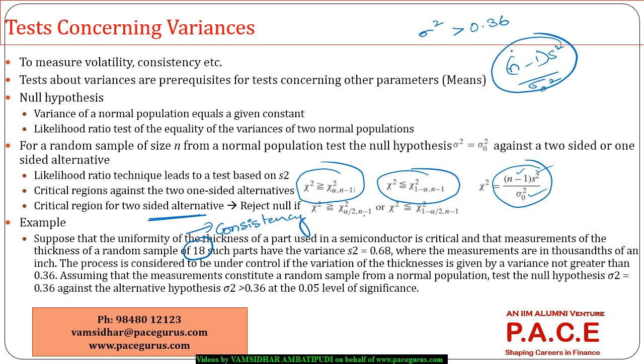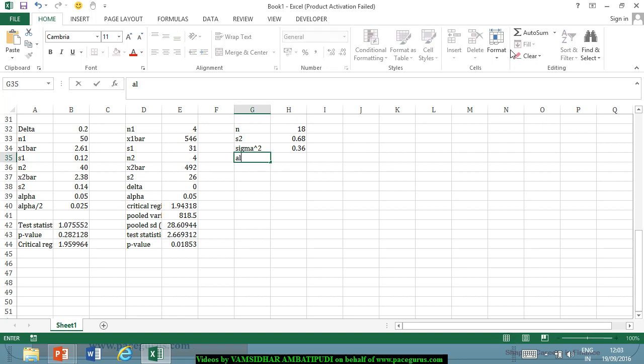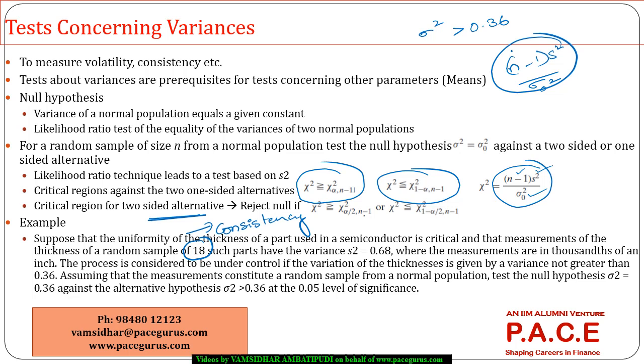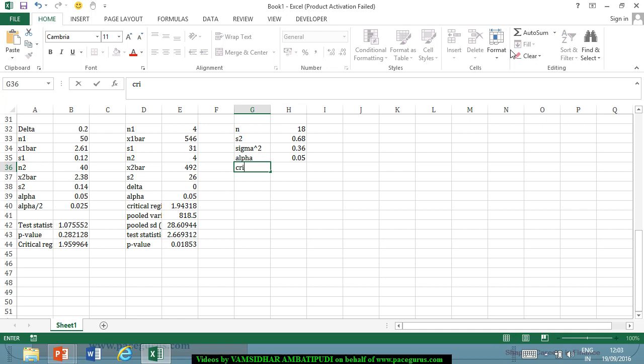Assume that the measurements constitute a random sample from a normal population. Test the null hypothesis, sigma squared is 0.36, against the alternate hypothesis, sigma squared is greater than 0.36, at an alpha of 0.05. Here my critical region is chi-squared greater than or equal to chi-squared alpha with n minus 1 degrees of freedom. Let me compute my critical region now that I have defined my null hypothesis. Step 1 is defining my null hypothesis: sigma squared equals 0.36.